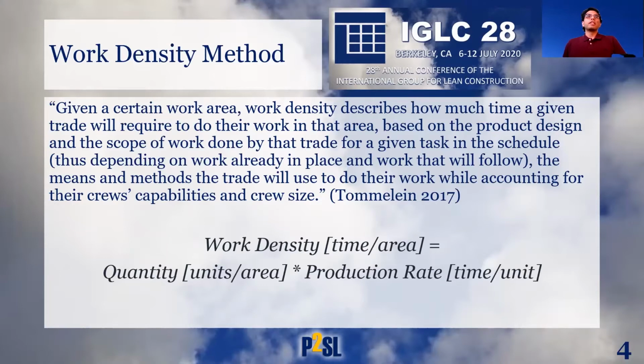So here is the basic definition of the work density method. It uses work density, which describes how much time a given trade will require to do their work in that area, based on the product design and scope of work done by the trade for a given task in the schedule. It is a mathematical concept and is represented by a numerical value. Being a generic and simple numeric value, work density compiles specifics of several production system throttles, describing what work will be done by whom, where, and how.